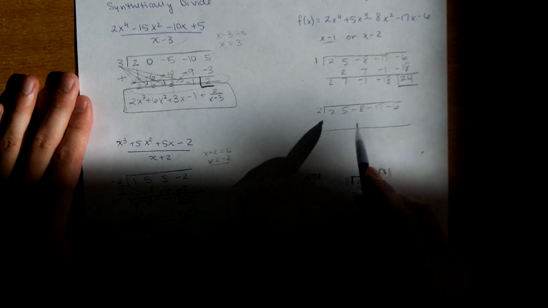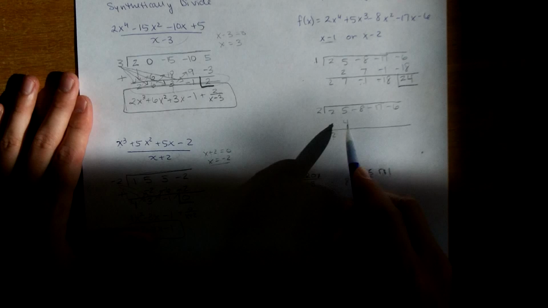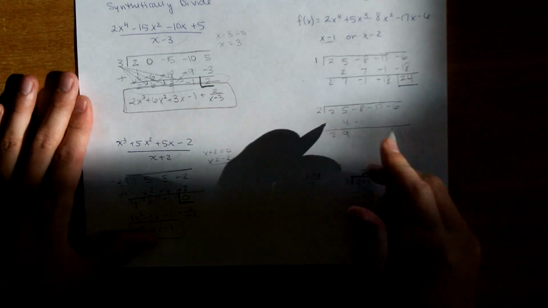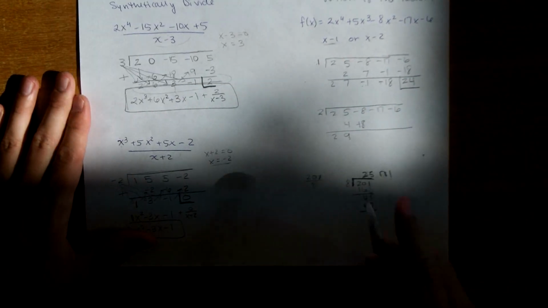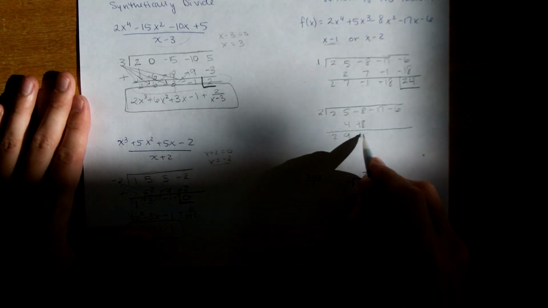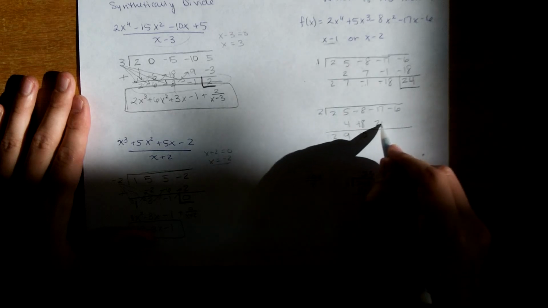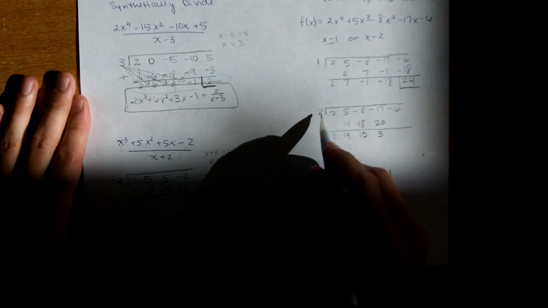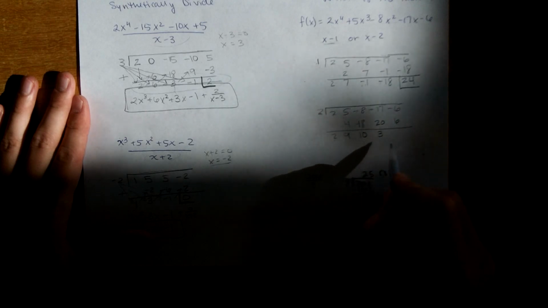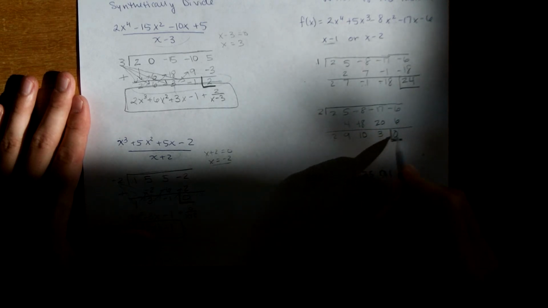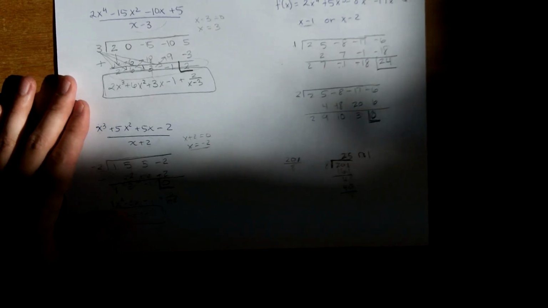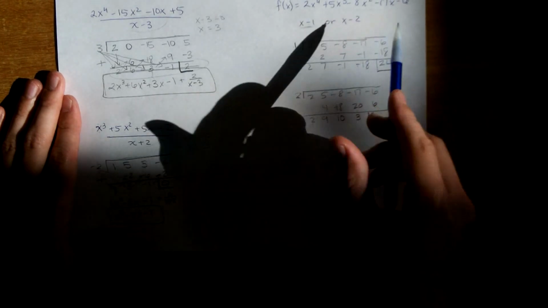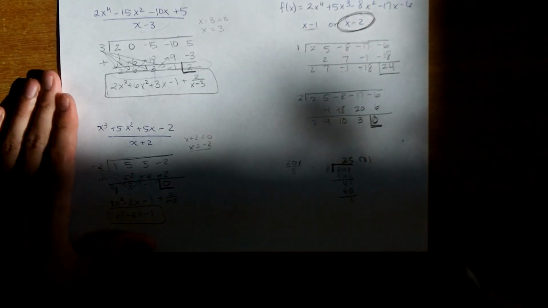Let's try the x minus 2. So bring down our 2. 2 times 2 is 4. 5 plus 4 is 9. 2 times 9 is 18, positive 18. Negative 8 plus 18 is 10. 2 times 10 is 20. Negative 17 plus 20 is 3. 2 times 3 is 6. Negative 6 plus 6 is 0. Here's our remainder. Remainder of 0 means we have a factor. So x minus 2 is our factor of this polynomial. So there's our factor. Okay?